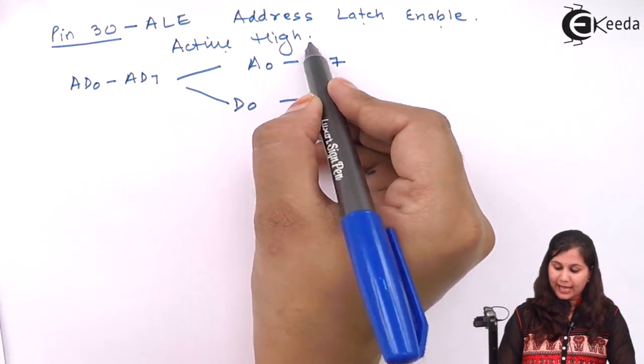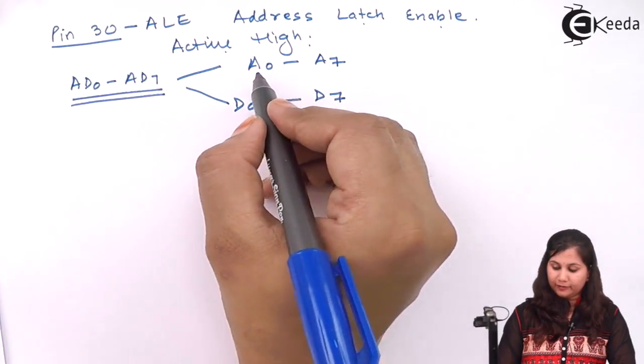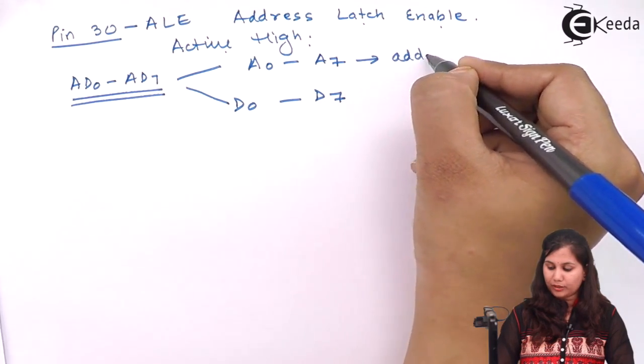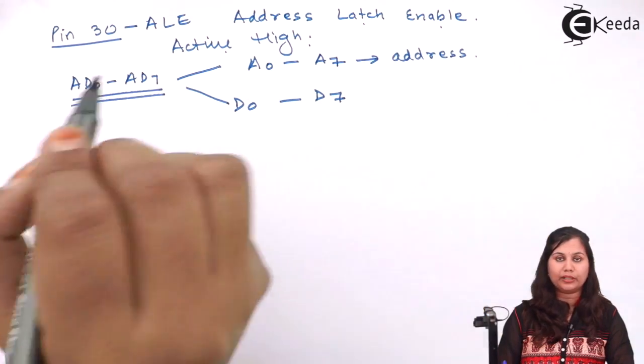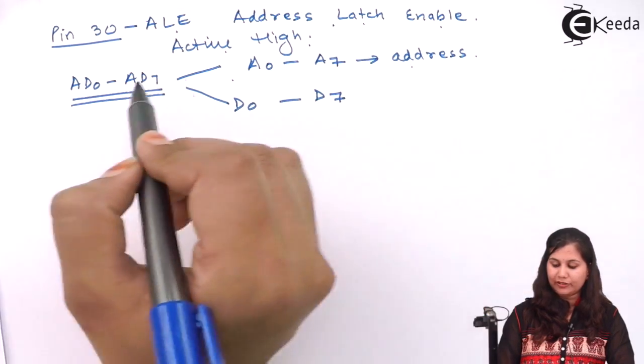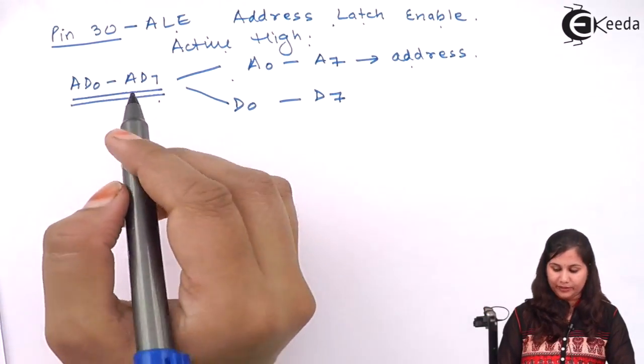When this signal is high, it means that the data which is available on this bus is the address of a memory location or an input device. So whenever this is high, it means that the address is available on these lines AD0 to AD7.